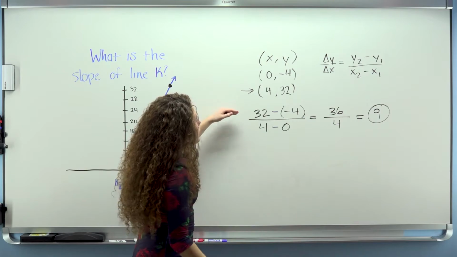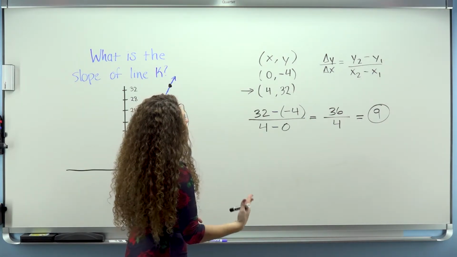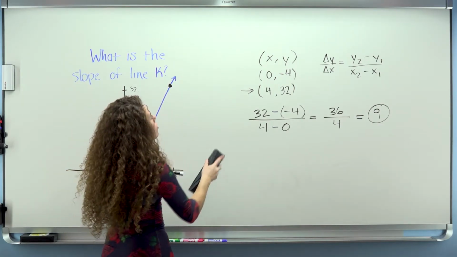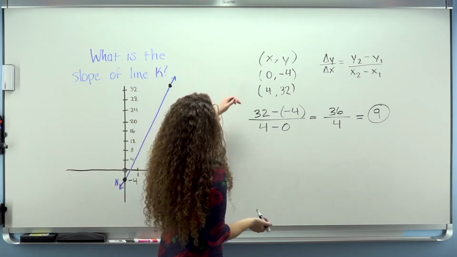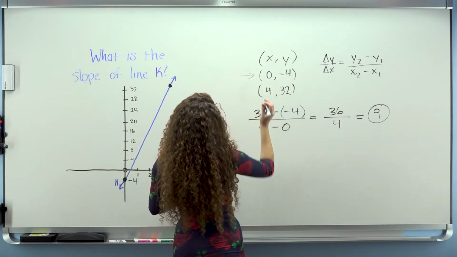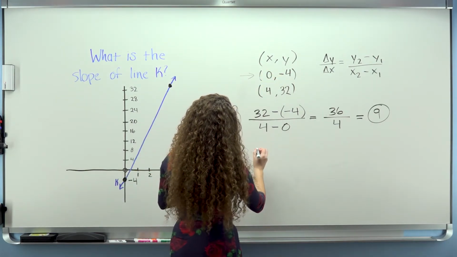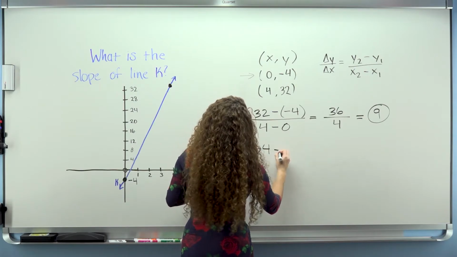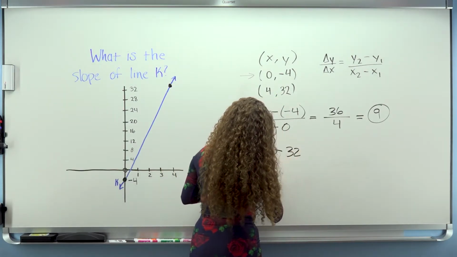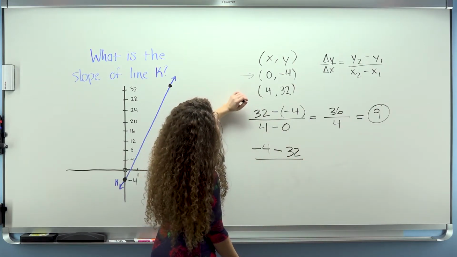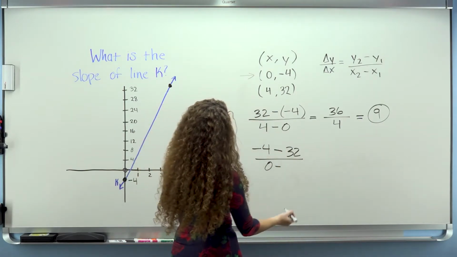But again, just to prove to you guys, I will do this one as well, just for our y2, x2 value. So now using this one, you would have for your y2 negative 4 minus 32 for your y1 value over 0 for your x2 minus 4 for your x1.